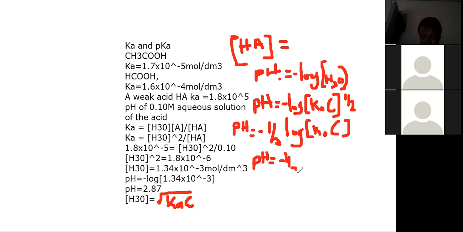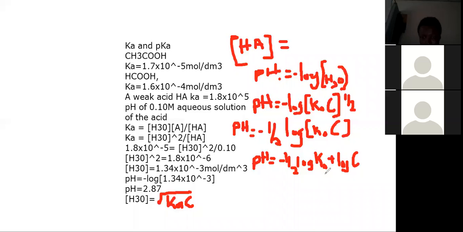half log Ka plus log C. This is what we are going to get.